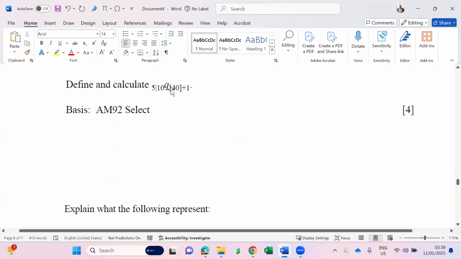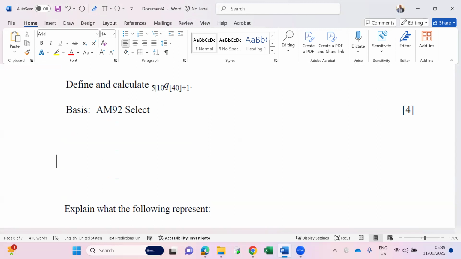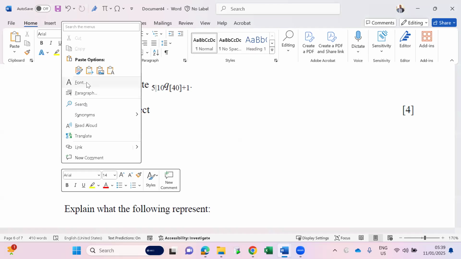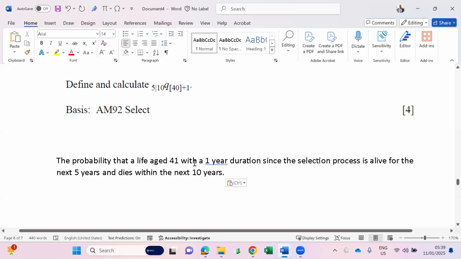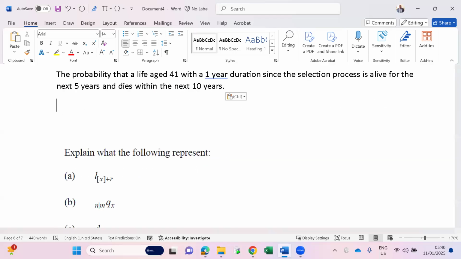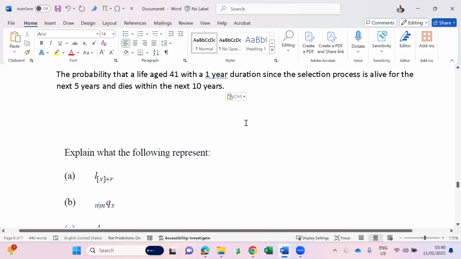Right, define and calculate Q. So it's basically what we did, but it's now in select format, right? So this is a life age 41, dies between age 46 and 56, right? And with 1 year duration into the population, into the life population or something, right? Or you can say that age 41 with 1 year duration since the selection process is alive for the next 5 years and dies within the next 10 years. Something along those lines, right?